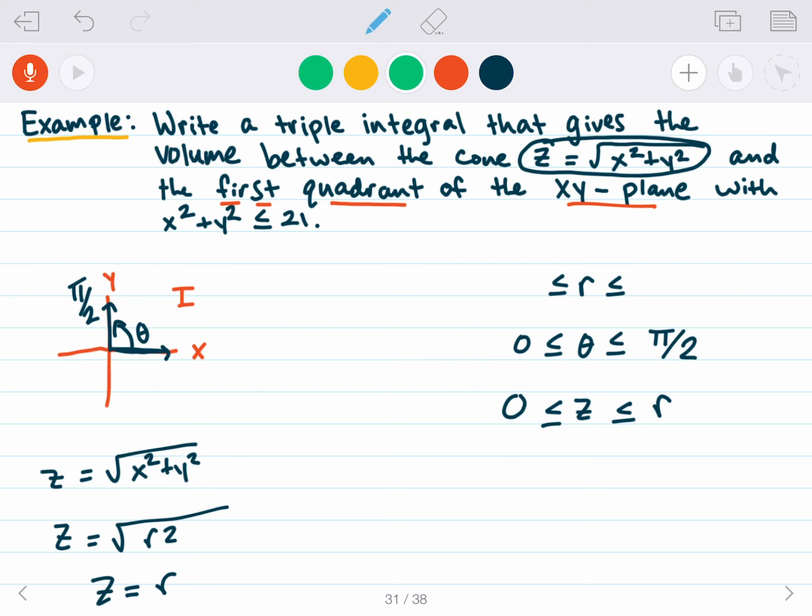And r we can get from this clue. It says that x squared plus y squared is less than or equal to 21. Well, we know that x squared plus y squared is equal to r squared. So therefore, r squared is less than or equal to 21. Taking the square root, r is going to be less than or equal to root 21. And therefore, r is going to vary between 0 and root 21.